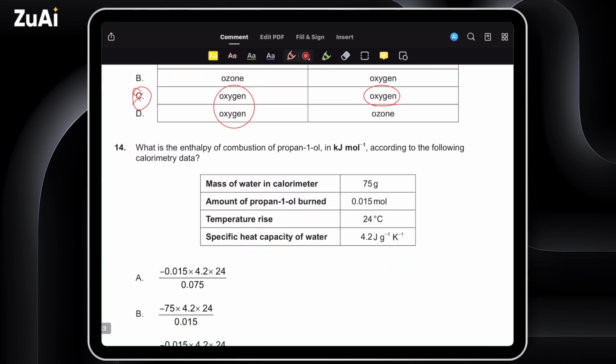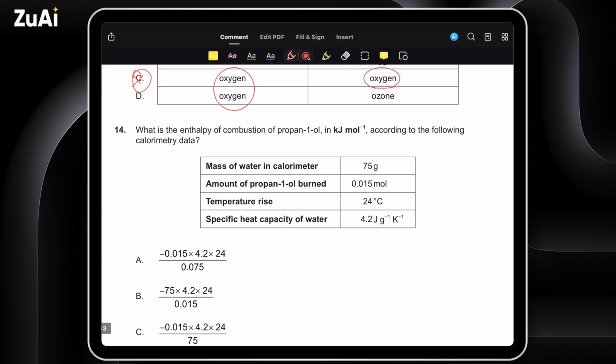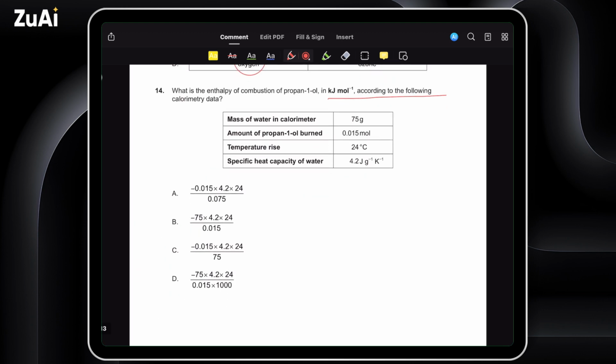What is the enthalpy of combustion of propanol in kilojoules according to the following data? So delta H is equal to m c delta T divided by moles. M is mass, which is given.